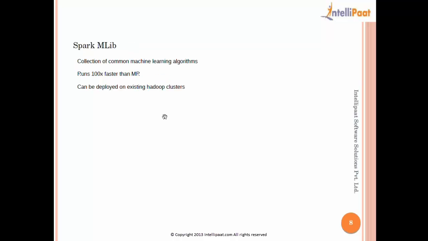Spark MLlib is a collection of machine learning libraries which I mentioned. It runs 100 times faster than MapReduce. Like I mentioned before, this is possible because of the way Spark stores data. It stores it in memory, so that it's 100 times faster than your conventional MapReduce jobs. So it runs considerably faster than Mahout.